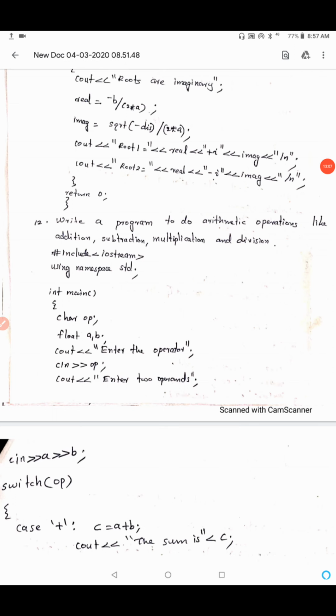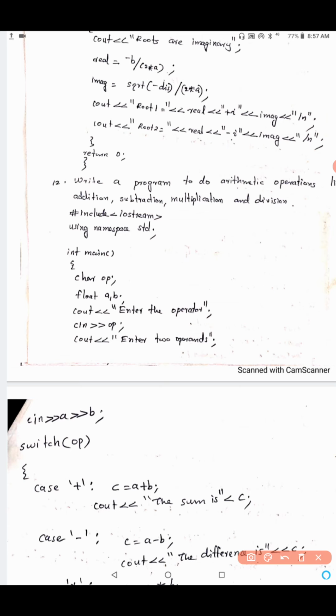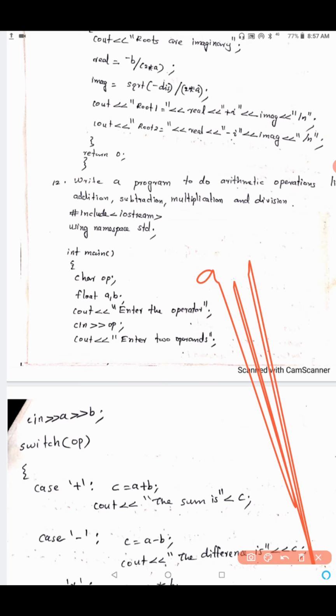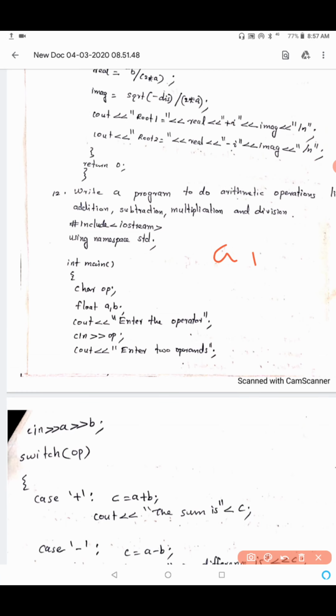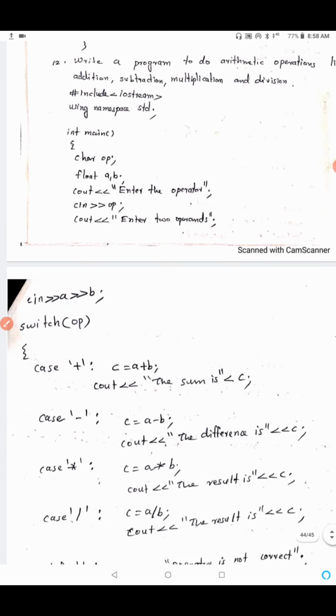So here, in the same way, the input is 2 numbers A and B, and also the operator. It can be plus, minus, star or divided by; this is the operator. So these 3 inputs are there: the 2 numbers and the operator. The operator we are going to switch. So here cin A, B, input 2 numbers, and the operator I am going to switch.